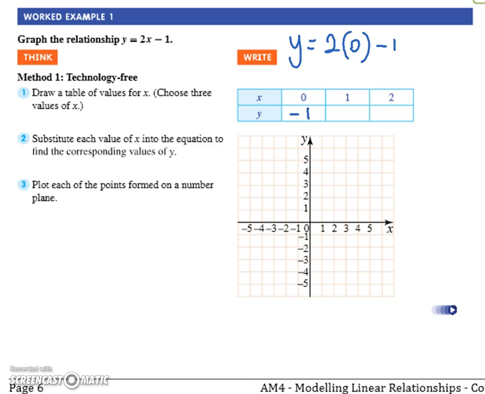Okay. Next one. You've already written down the formula. You've already written down what you know. Substitute in. Y equals 2 times 1. Now it's 1. Minus 1. Now it's not 1. Is it 1? It's 3. And then the last one.